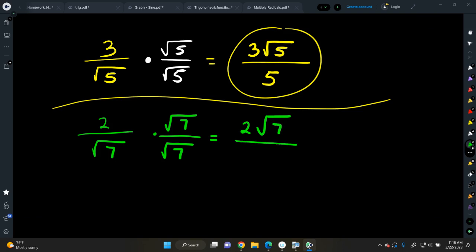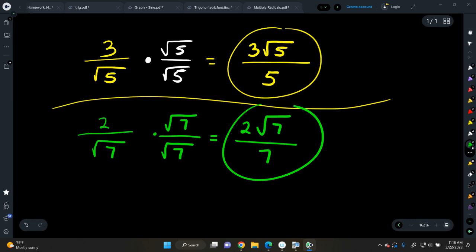Okay, Riley, what's the square root of 7 times the square root of 7? 7. There you go. Boom. We're finished. Okay? Any questions so far?